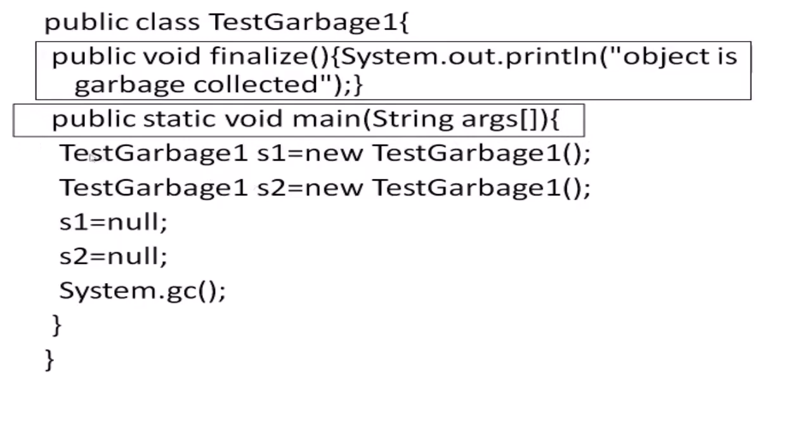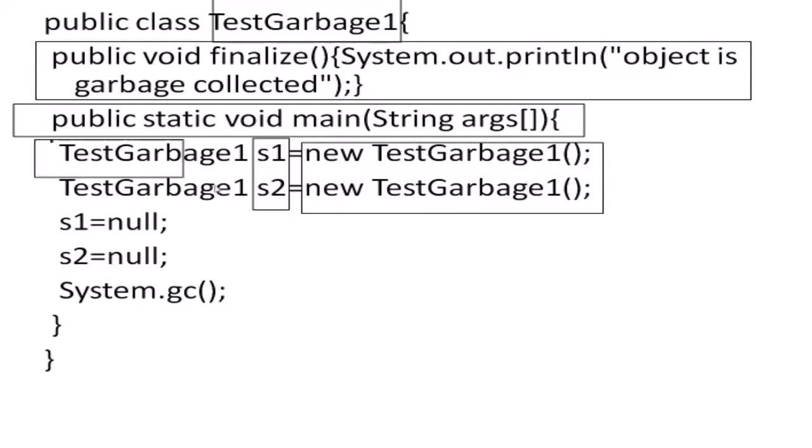Here we are going to create TestGarbage s1. TestGarbage1 is the class name. s1 and s2 are the objects created equal to new TestGarbage1, the same class name. What we have done is we have created the objects s1 and s2, an instance of the particular class.